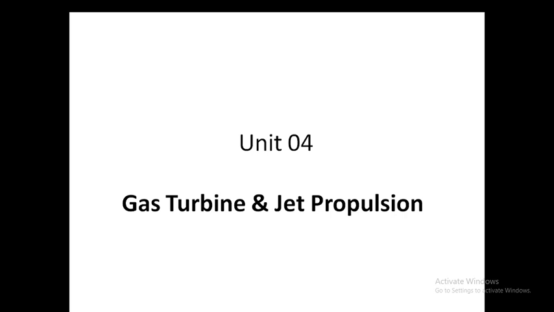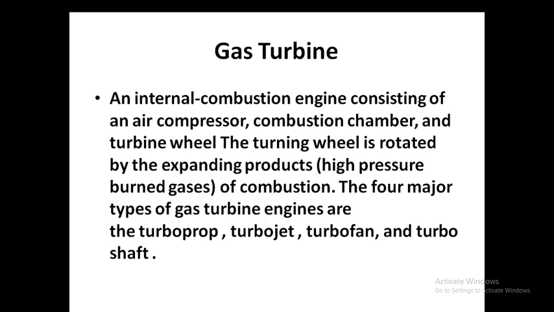So here I start. What is a gas turbine? It is an internal combustion engine consisting of an air compressor, combustion chamber, and the turbine wheel. The turbine wheel is rotated by the expanding products, which are the high pressure burnt gases of combustion. The four major types of gas turbine engine are turboprop, turbojet, turbofan, and turboshaft.